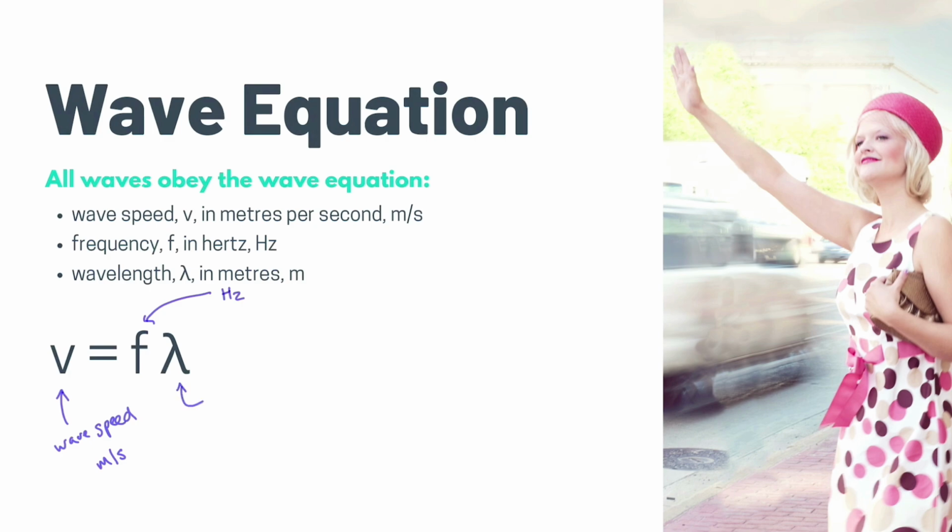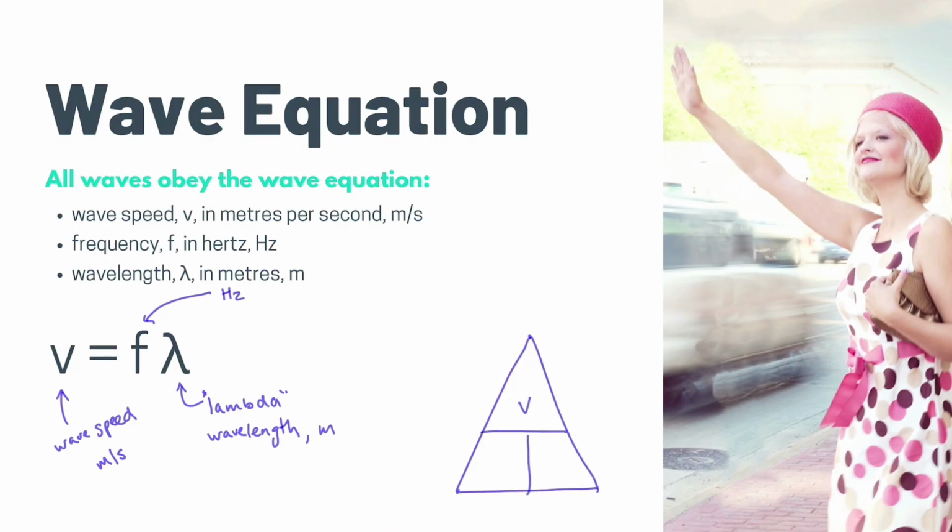Finally, lambda, a Greek letter, represents the quantity of wavelength, and because wavelength is a length, it has units of meters. If you were to use an equation triangle, then you'd have v here, f there, and lambda there.